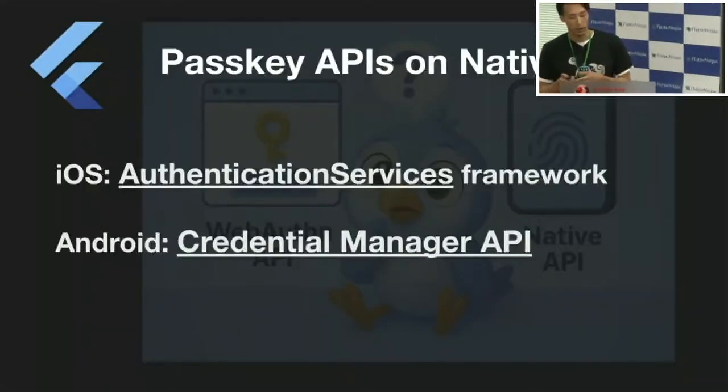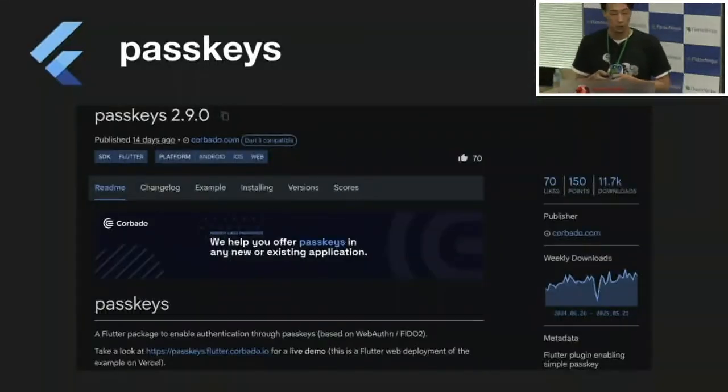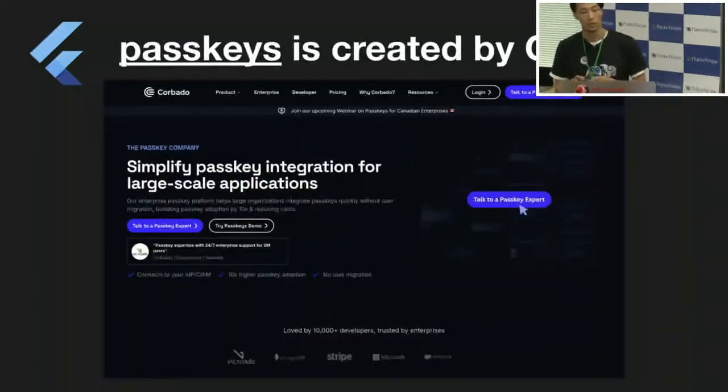iOS and Android are already equipped with native APIs for using passkeys, such as these. And we can use them by calling through method channels. But this is a sample app, so let's take it easy. There's a Flutter package called passkeys, which is created by a company called Corbado, if I'm pronouncing it correctly. This company specializes in providing passkey authentication to large-scale enterprise applications. So I think we can rely on that.